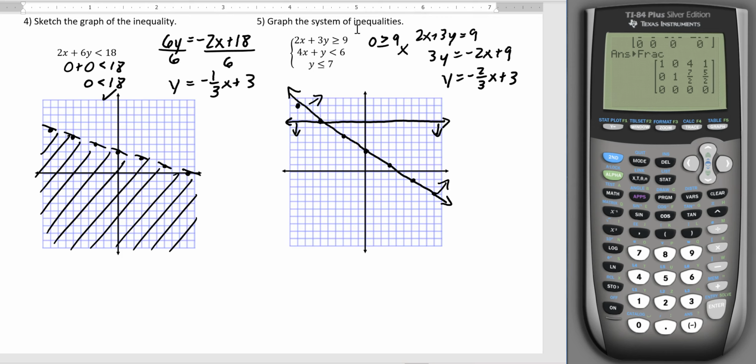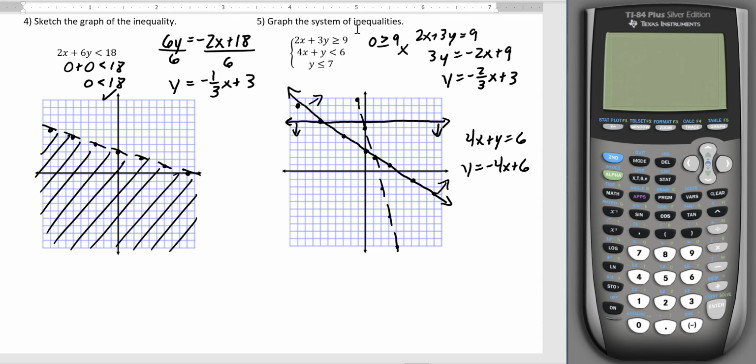Now my other one here, 4x plus y, is less than 6. So I'll say 4x plus y equals 6, which means y equals negative 4x plus 6 when I subtract 4x from both sides. So plus 6 would be right here. And this will go down 4, right 1, down 4, right 1, down 4, right 1, up 4, left 1. Very good. Dash line on this one because it's strictly less than. So a dash line. Try to connect these dots here.